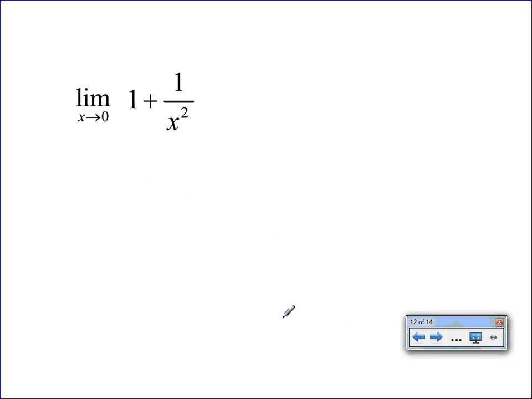All right, here's a little problem for you. As x goes to 0, what's the value of 1 plus 1 over x squared? As x goes to 0, this gets really, really small from either direction. 1 over really, really small is really, really big, right? Really big plus 1 is still really, really big. So our answer is infinity.